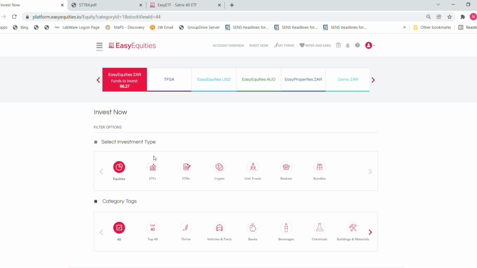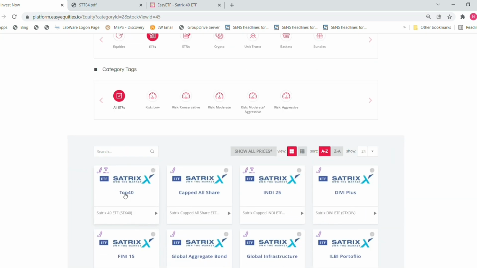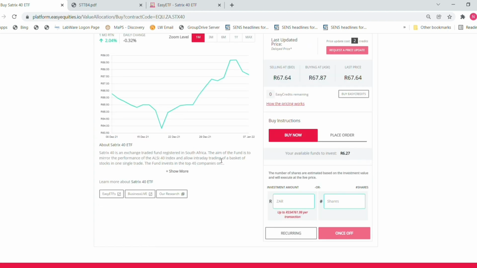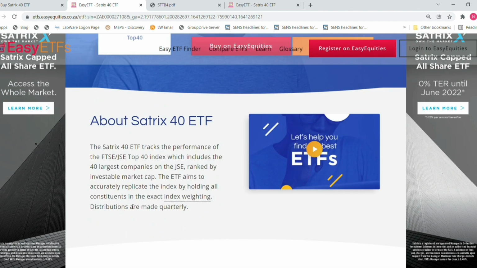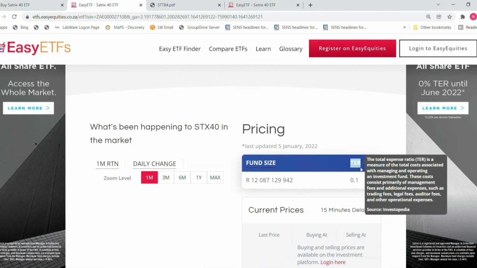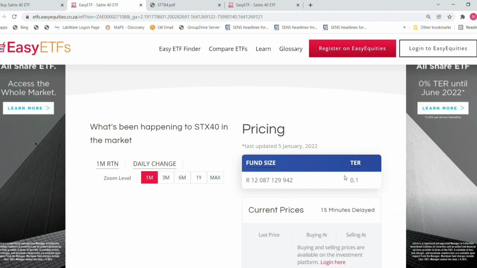Another thing that I want to show you, the difference between ETFs and unit trusts, is their fees. So let me start with ETFs. I'm going to choose the Satrix Top 40. The Top 40, I've already said, is a basket of South Africa's 40 biggest companies. So let me click on Satrix 40. To look at the fee, I click where it says Easy ETFs. This is the page that opens. I just scroll down and there is the fee, the TER, and it explains it there. It says the total expense ratio, TER, is a measure of the total costs associated with managing and operating an investment fund. And the TER is 0.1% for Satrix 40.